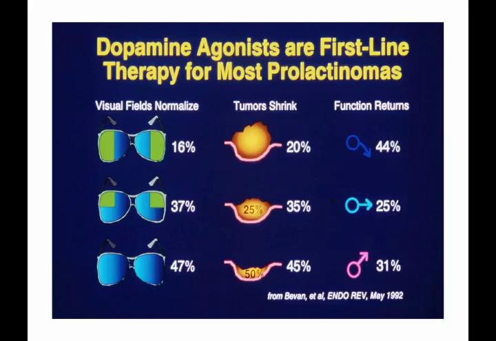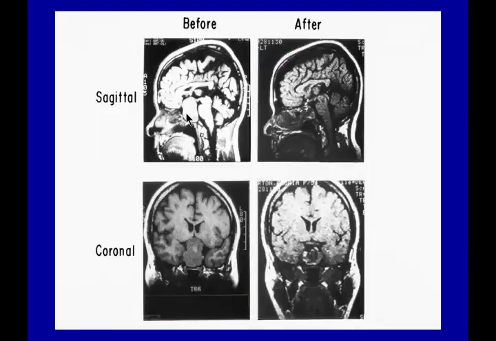We have patients that have 20,000 prolactins who get down to 50 to 100 chronically with their tumor going down. Here, for example, is a sagittal and coronal section of a patient with a very large macroadenoma. You can see it here. And this is what's seen after a year on drug. You can't even see it virtually. You see a little rim of it here.